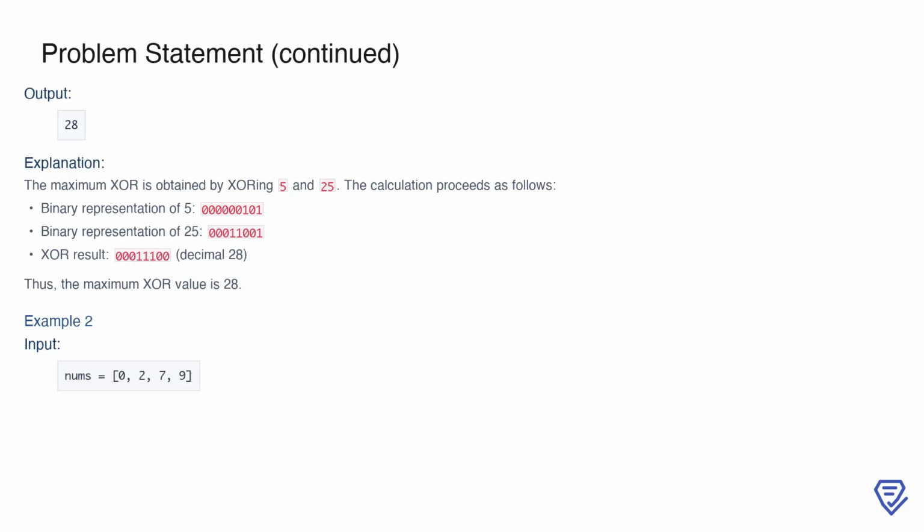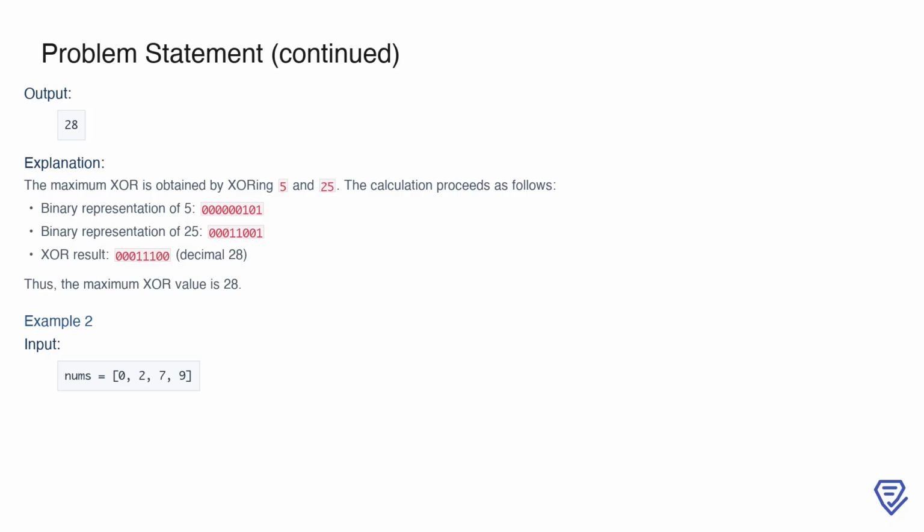Let's look at an example to make the problem clearer. Suppose the input array is nums equals 3, 10, 5, 25, 2, 8. The maximum XOR value in this case is 28. This result is achieved by XORing the numbers 5 and 25. To understand why, we look at their binary representations. 5 is represented as 00000101, and 25 is represented as 00011001. When we perform the XOR operation between these two numbers, we get 00011100, which is equal to 28 in decimal.